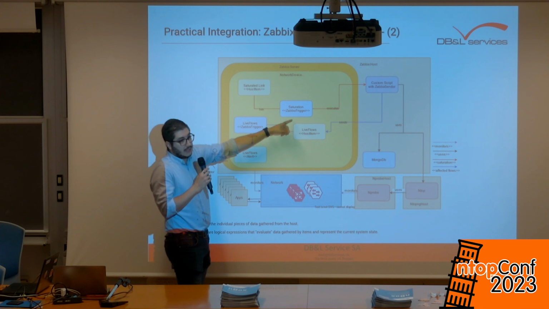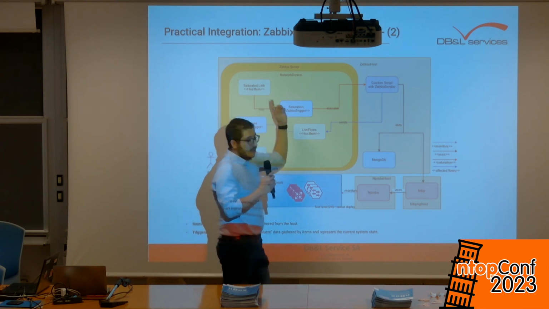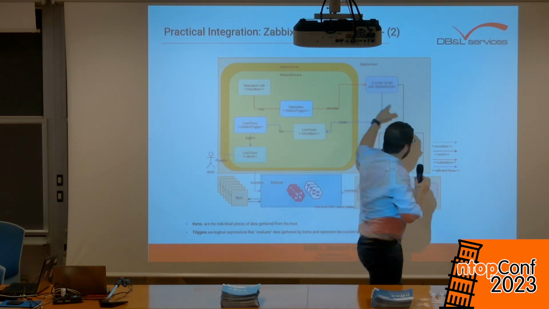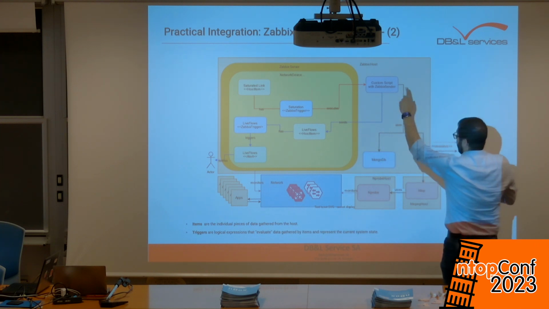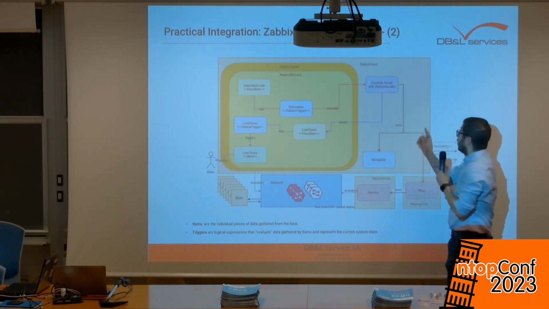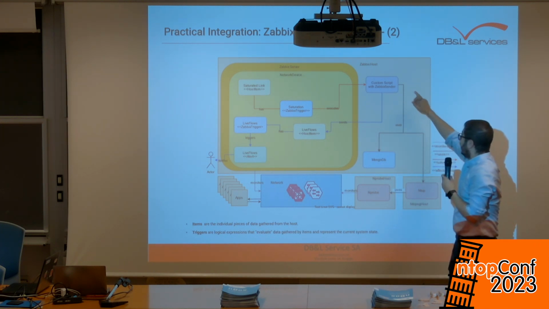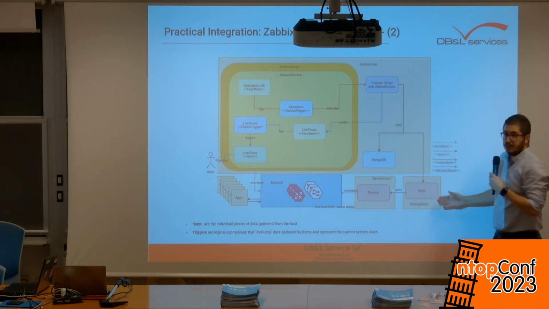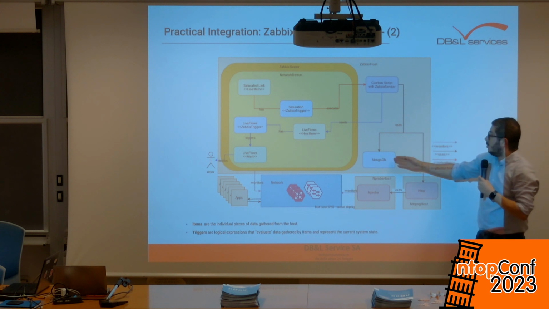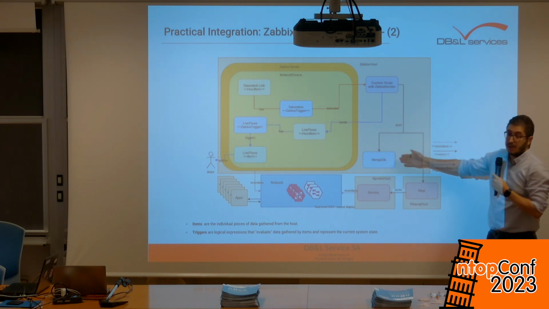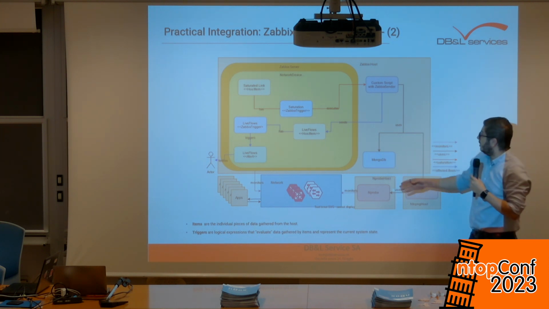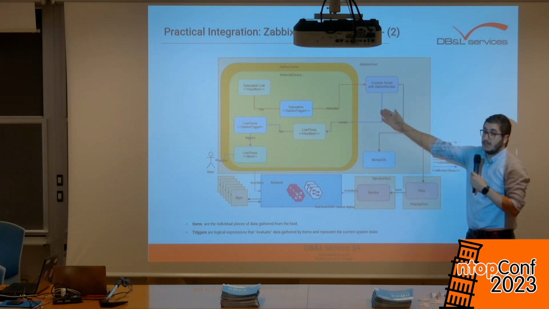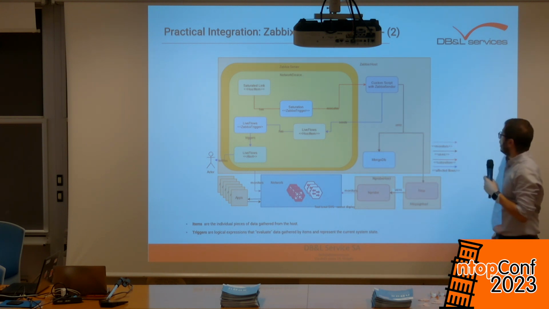What does this trigger do? This trigger calls our framework. Our framework, which is running on the same machine as Zabbix, will get some information. It's going to use ntopNG for the flows, MongoDB, which is our CMDB, with information, as well as some information from Zabbix itself.